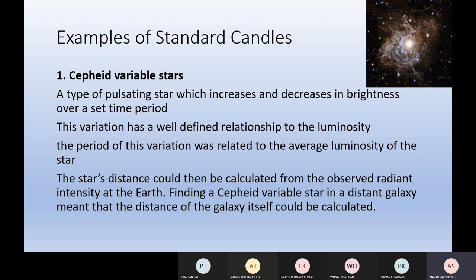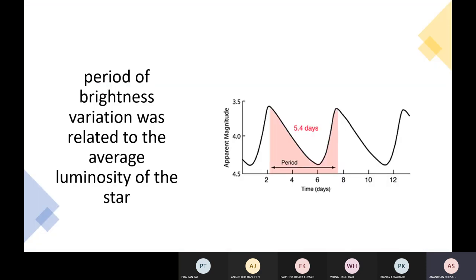Okay, before we go to this, I will show the graph first, about how the brightness of the star changes. From this slide, just remember what a Cepheid variable star is. It's a pulsating star where the intensity varies periodically. The brightness variation is related to the average luminosity. So the brightness changes periodically with a certain period. By using this period information, they are able to find the average luminosity of the star. So the luminosity can be obtained for a Cepheid star, a specific type of star.